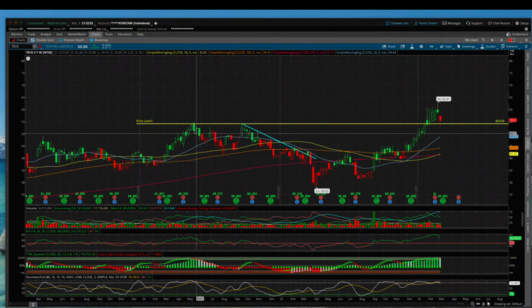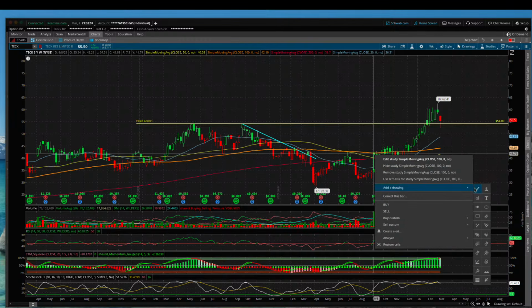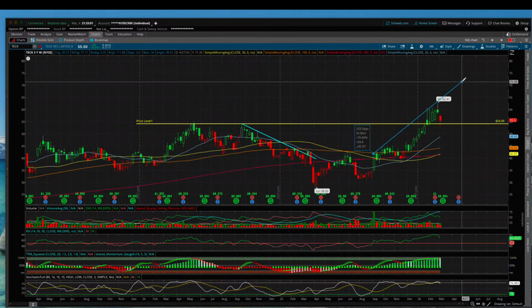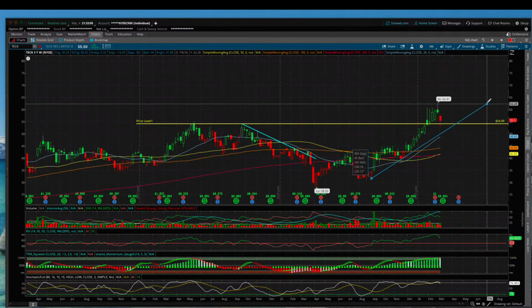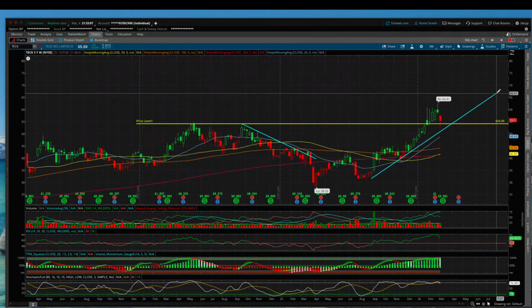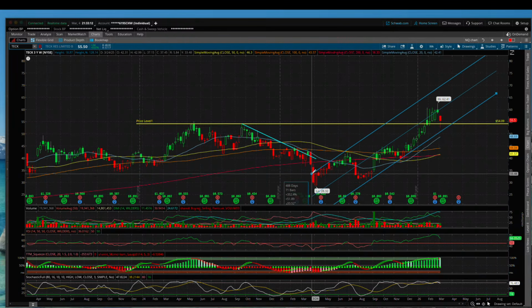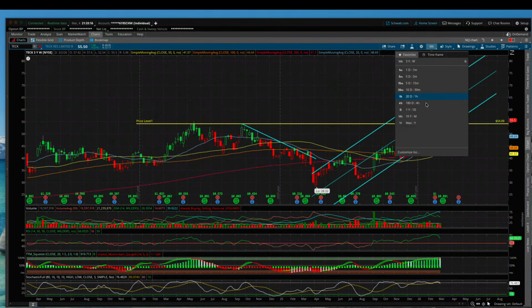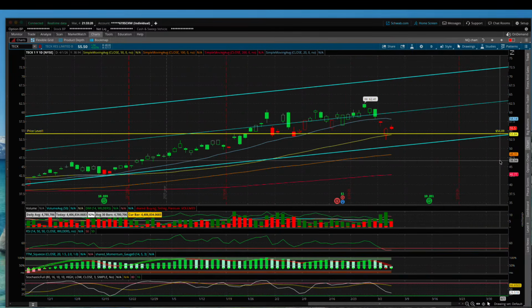Okay, well, this is previous breakout. See, I don't really see a good trend here. See here. I think that's what it's gonna be looking like. Very choppy stock. Very choppy.